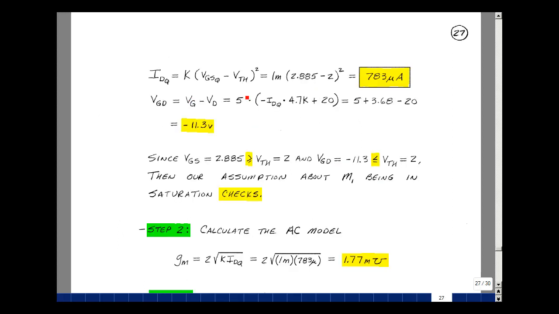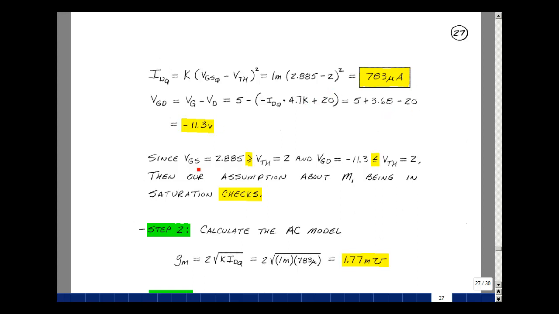So I'll go around the loop this way. Here's my gate voltage of 5. My drain is minus IDQ times 4.7K plus 20. The value of this was 783 microamps. I get 5. The two minuses become a plus, and that times the 4.7K is 3.68, and then a minus 20. That's a minus 11.3.